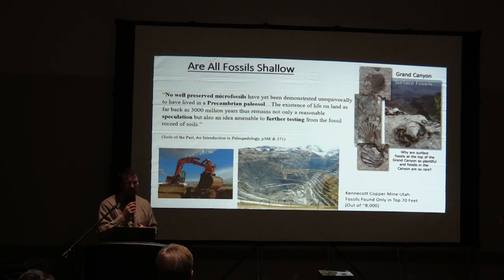But, okay, so they go down to where they say, at this layer, the Precambrian, we're going to find Paleosol, we're going to find little forms of life where life began, and go up from there. Well, it says, in soils of the past, no well-preserved microfossils have been demonstrated unequivocally to have lived in the Precambrian Paleosol. The existence of life on land as far back as 3,000 million years thus remains not only reasonable speculation, but also an idea amenable to further testing from the fossil record of the soils. So they're pretty stumped. Why aren't they finding what they're supposed to find?